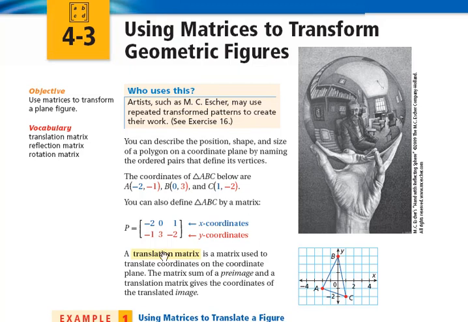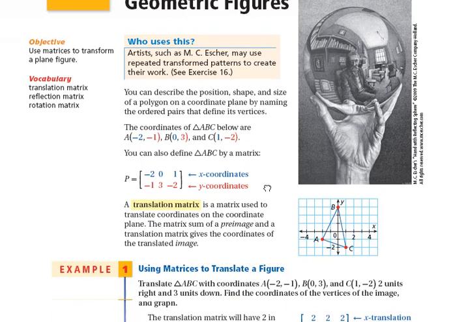And basically what you're doing here is you're having your x coordinates here and your y coordinates here. You can see these points here match up. This is point A, point B, point C. And so we can talk about this as a matrix.